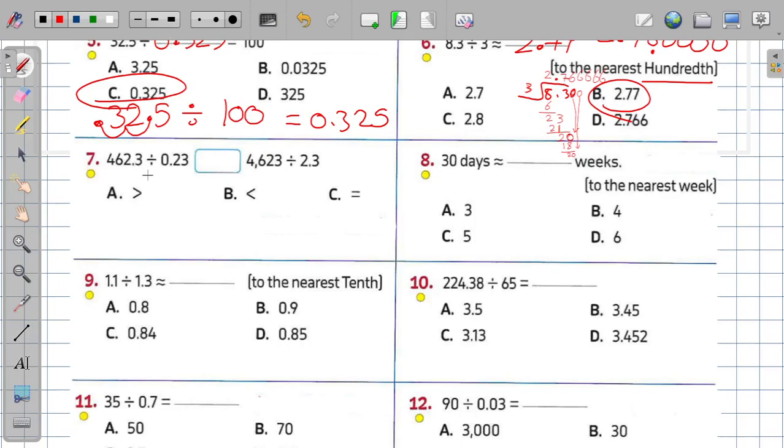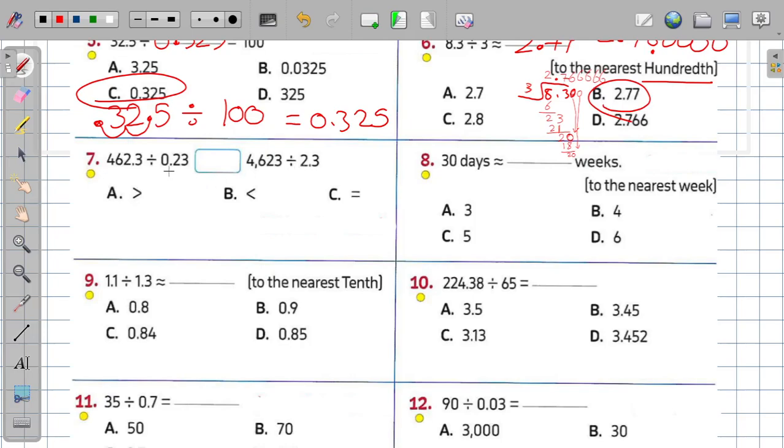Next, I have 462.3 divided by 0.23, and on the other side we have 4623 divided by 2.3. Look carefully at the two sides right here. In the first one, the decimal point is between 2 and 3, and here it is between 0 and 2. Here, the decimal point disappeared in the first number, and in the second number it is between 2 and 3.